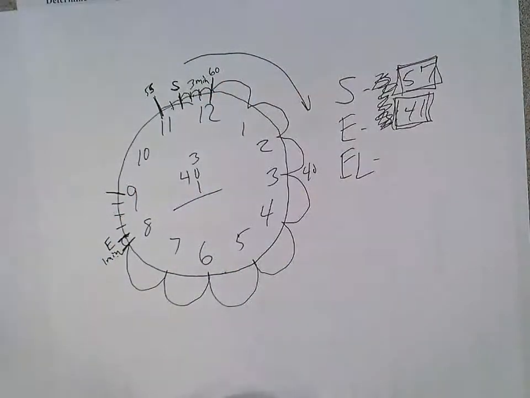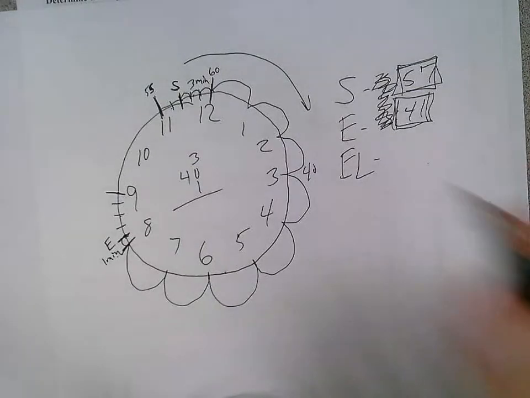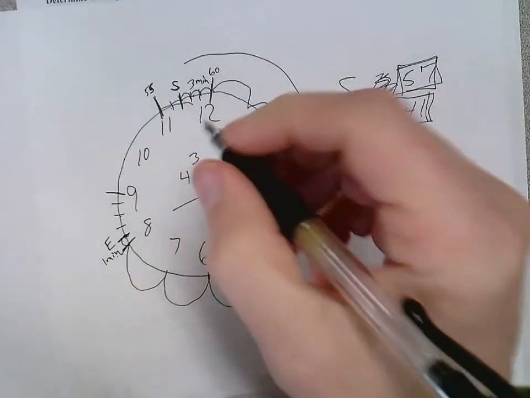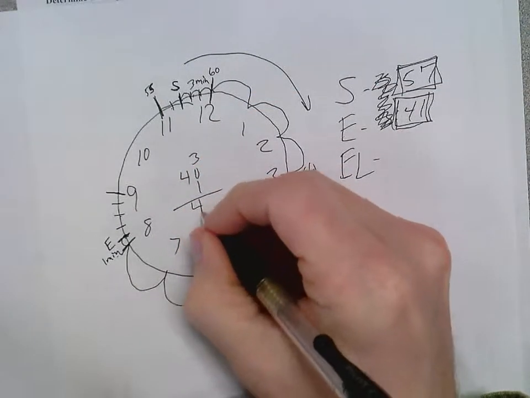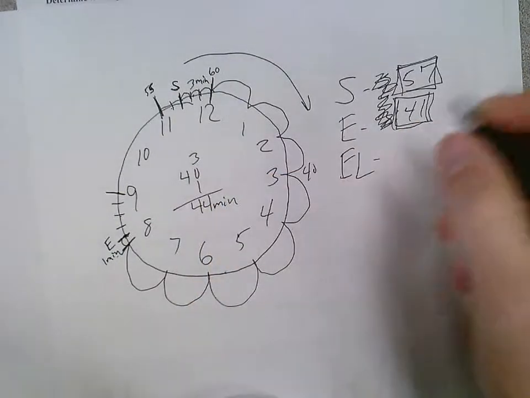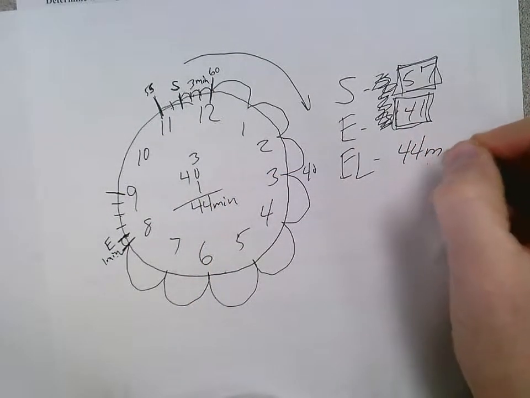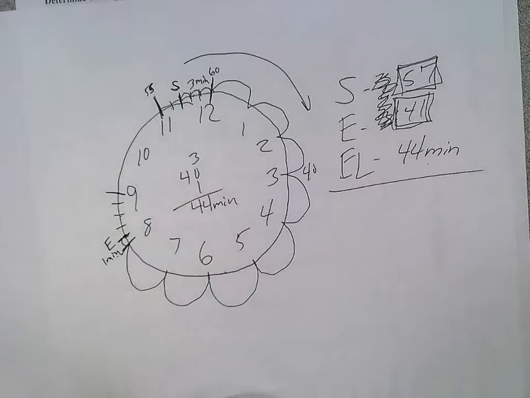So basically I need to add all 3 of those up to figure out my elapsed time. So 1 plus 3 is 4, 40 plus 4 is 44. So my answer for the elapsed time is 44 minutes.